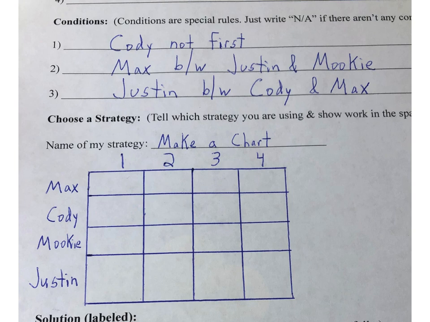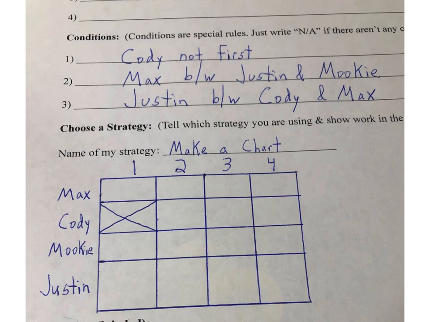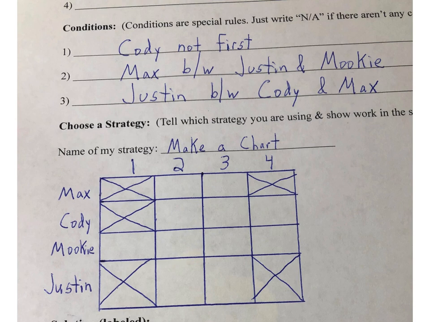Now, I put the numbers on the top and the names on the side. We can very easily reverse that. Notice I'm showing a picture of the chart and the conditions so that I can go back and forth making sure that I address each condition as I fill out the chart. So first, I know that Cody is not first, so I put an X to show that. Then I know that Max is between two people and Justin is between two people. So I cross off first and last for Max and Justin because if you're between people, you can't be on either end.